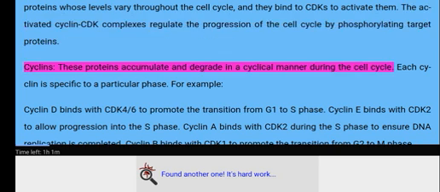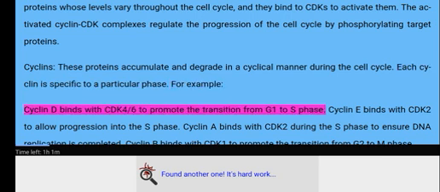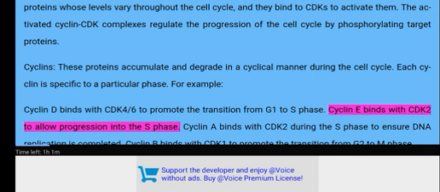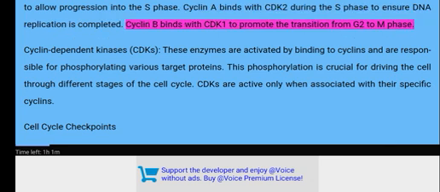Cyclins. These proteins accumulate and degrade in a cyclical manner during the cell cycle. Each cyclin is specific to a particular phase. For example, cyclin D binds with CDK4/6 to promote the transition from G1 to S phase. Cyclin E binds with CDK2 to allow progression into the S phase. Cyclin A binds with CDK2 during the S phase to ensure DNA replication is completed. Cyclin B binds with CDK1 to promote the transition from G2 to M phase.